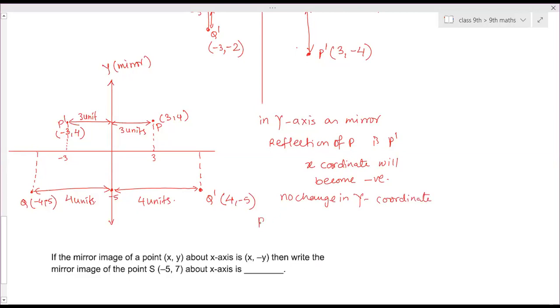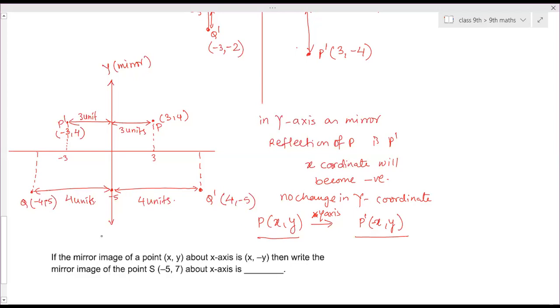That means if point P is (x, y), then what happens to a reflection in the y-axis? It will become P dash (-x, y). Is this clear? Yes, ma'am. In the y-axis, if the coordinate is P (x, y), the reflection becomes (-x, y). Only x will become negative, and if it is already negative, it will become negative of negative, that is positive.